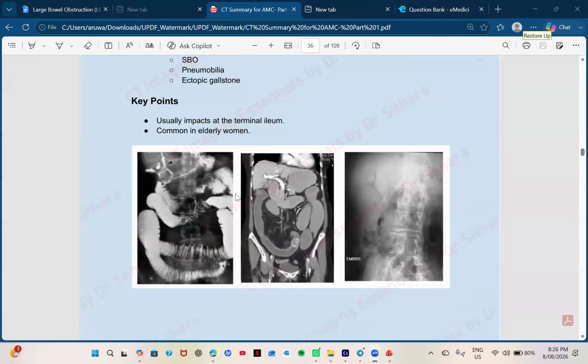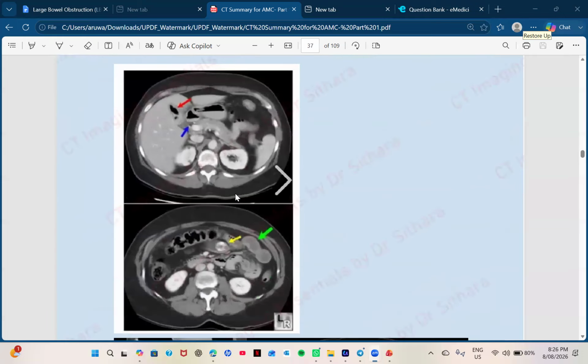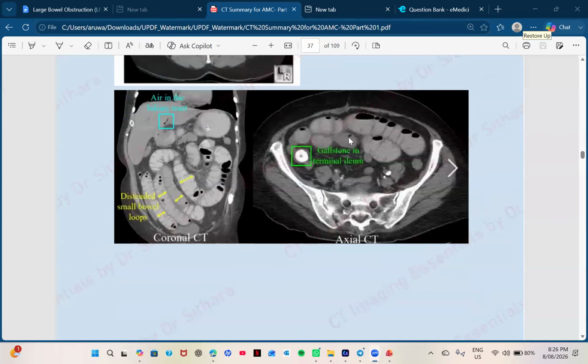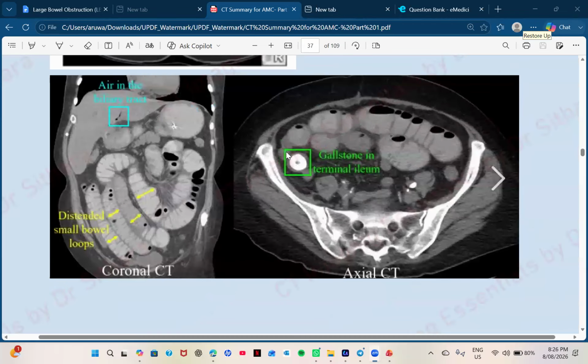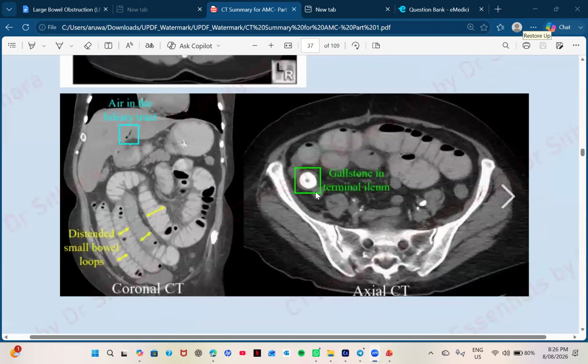Okay, here I will, okay, this is the one. Here, can you see the gallstone in the terminal ileum, right? It's a stone, right? Okay, what is it?